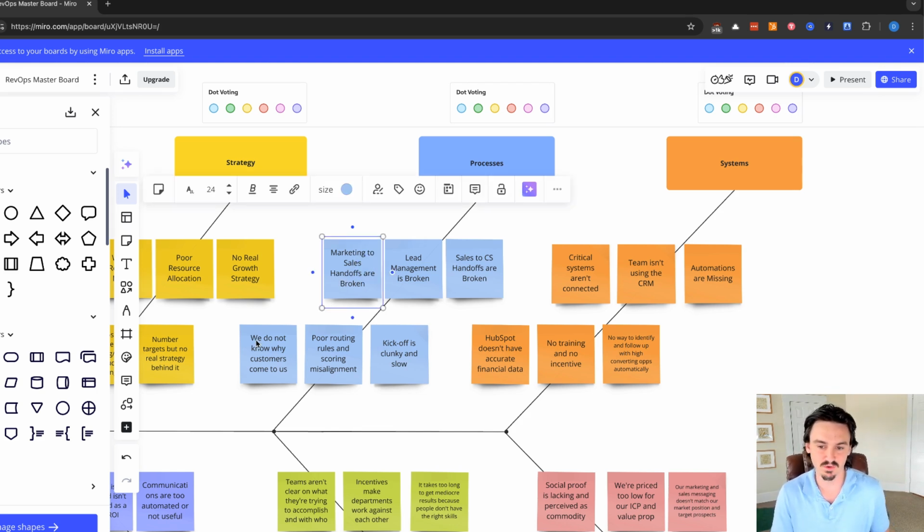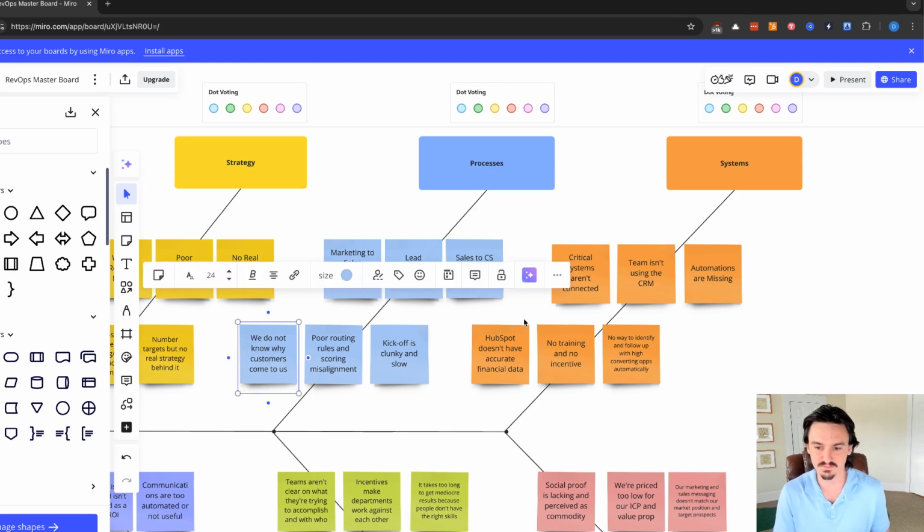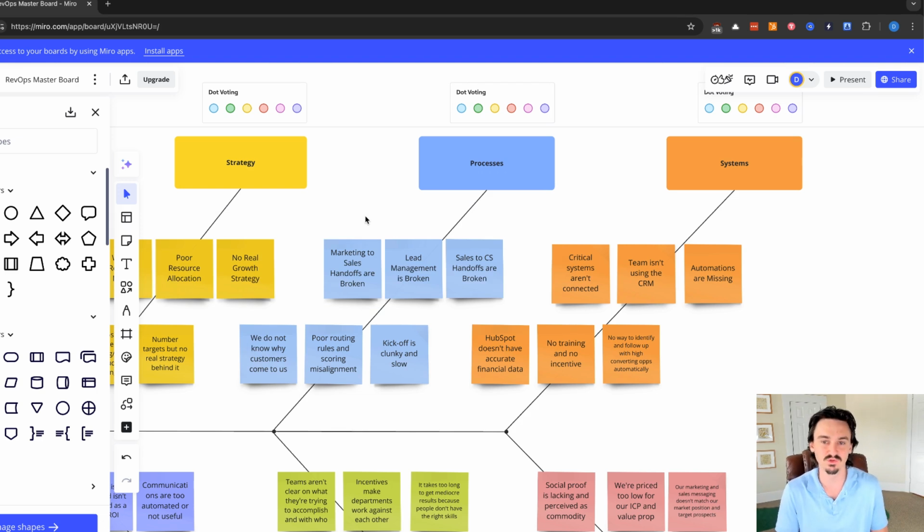Marketing to sales handoffs are broken. We do not know why customers come to us. And so marketing might be handing off to sales and they don't really know what's going on behind the scenes, why they are showing up to sales in the first place.